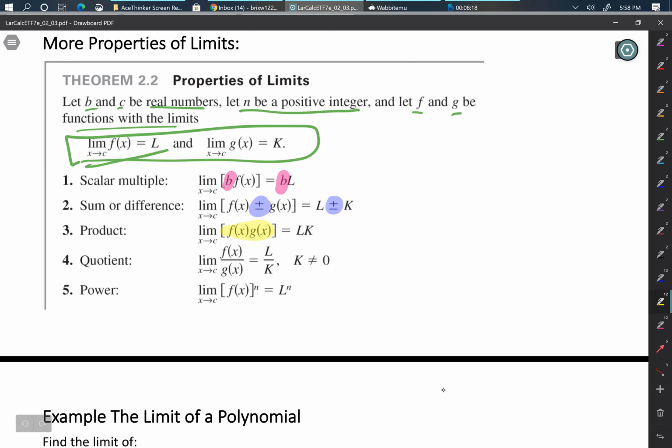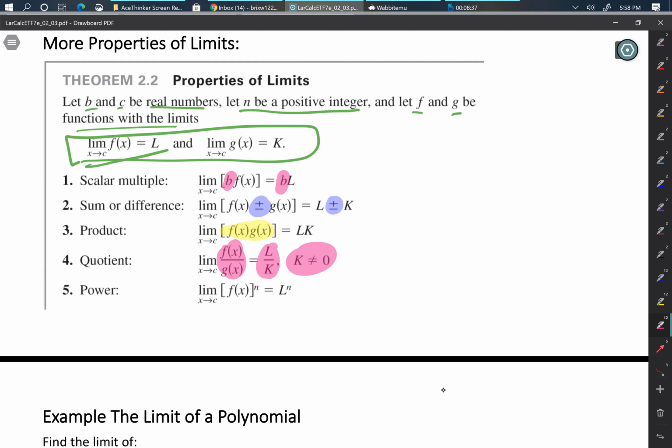Right? Quotient rule says that if you have f divided by g, then the limit is just L divided by k. But what do we always worry about when we do division? K cannot be 0. So as long as k isn't 0, we can divide by k. L divided by k, we have our limit. And then the last one.